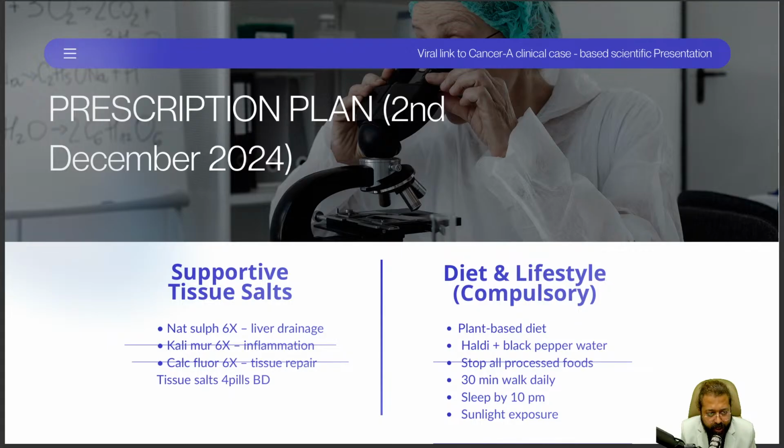See, why I'm explaining all that: only giving medicine is not important. You also know, doctors, these are the medicines for that. But you also need to understand our understanding behind giving them in this case. So this is what I'm just trying to explain to you guys. Now, the tissue salts are 4 pills BD.